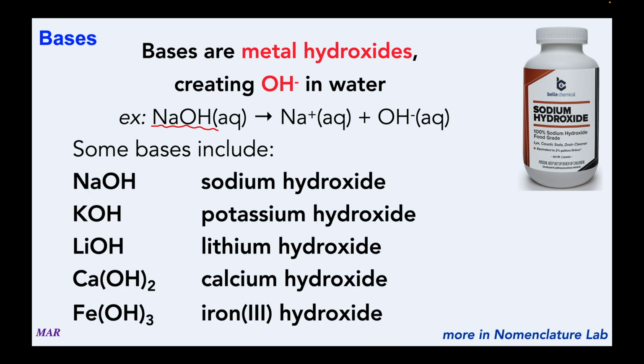NaOH, KOH, LiOH. Notice the OH, and again, metals lead the compound there. So sodium hydroxide, potassium hydroxide, lithium hydroxide. There are some nonmetals with hydroxide. So, for example, C2H5OH is ethanol, and that is not a base because C2H5 is not a metal. You have to have a metal there. Again, we'll talk more about this in the nomenclature lab, but I just wanted to throw it in here.